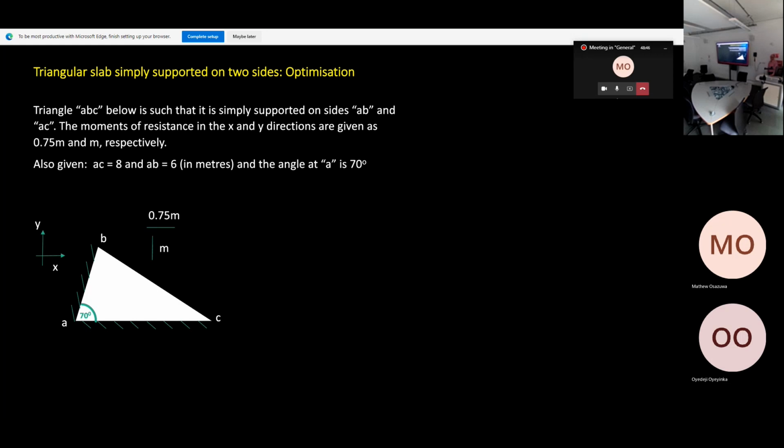Clear? What we want to do here is find the optimum yield line for this slab. First of all, how do you think this slab is going to fail when you load it? Just imagine in your head that you've got a slab supported on these two edges and you load it. How do you think it's going to fail?